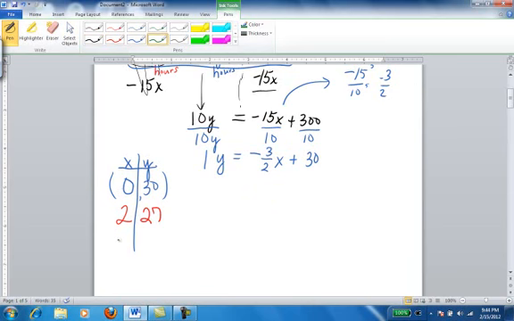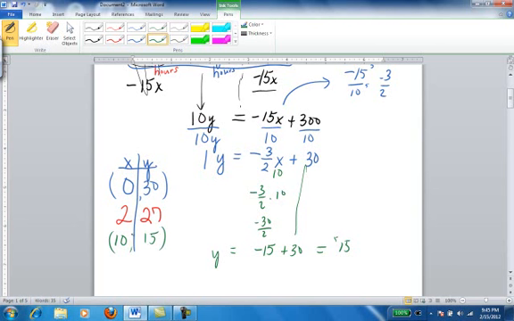Let's say that I put in 10 for x. If I put a 10 right there, that's going to be negative 3 halves times 10. And you can write that as negative 30 over 2, which is negative 15. I'm going fast because this is basic arithmetic. Then I bring down this plus 30 right here, and y becomes positive 15. Now what's the significance of these numbers?